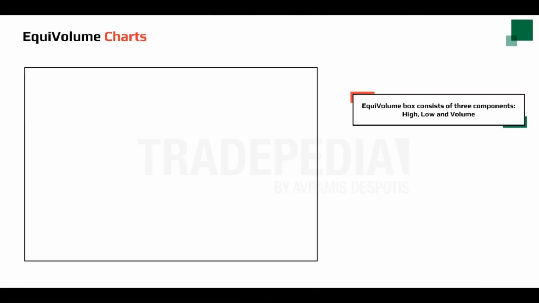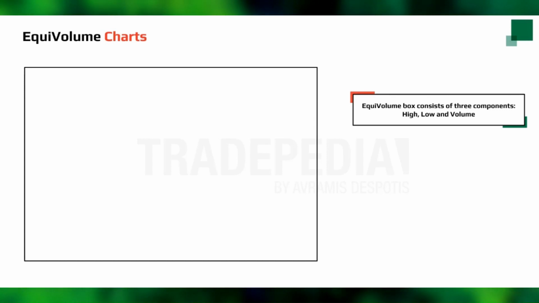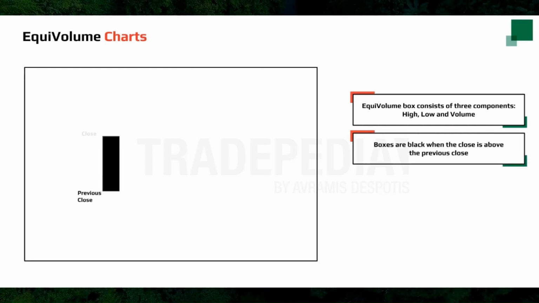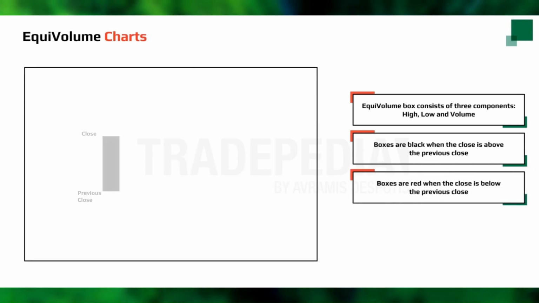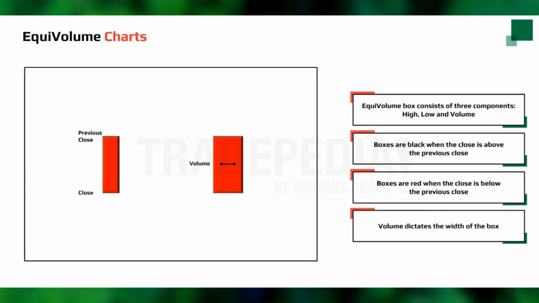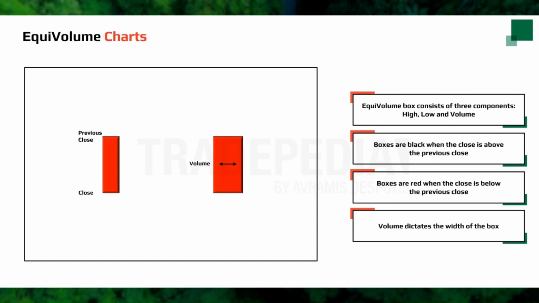An equivolume box consists of 3 components: the price high, which is the higher boundary, the price low, which is the lower boundary, and volume. Boxes are black when the close is above the previous close, and red when the close is below the previous close. Volume dictates the width of the box. While thin boxes show low volume, wider boxes show a relatively higher volume.